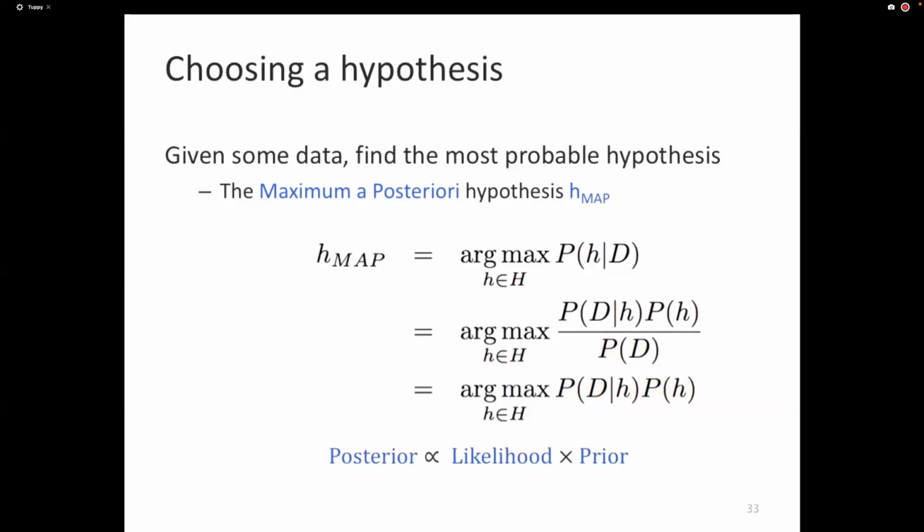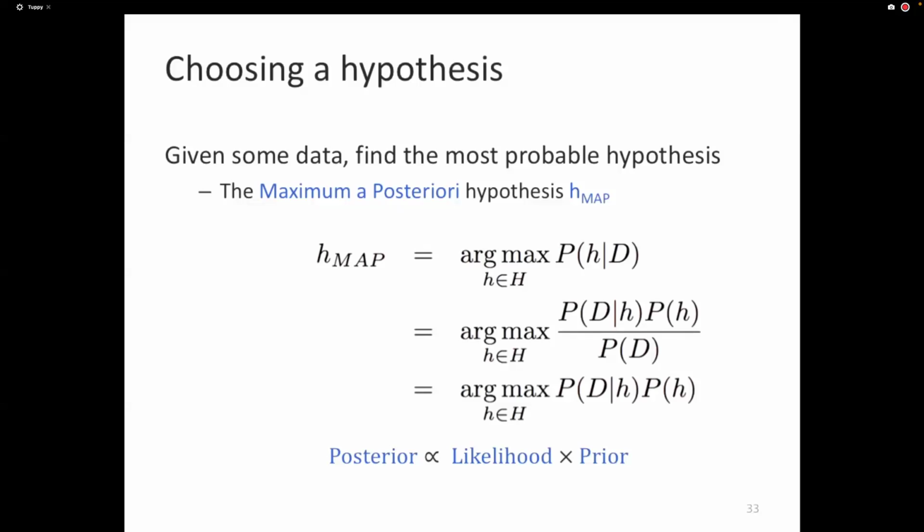Questions? Questions about MAP learning? Yeah. Would it be fair to say that the probability of the data is one because it's uncertain? No, not necessarily. It's not one because we've observed it.